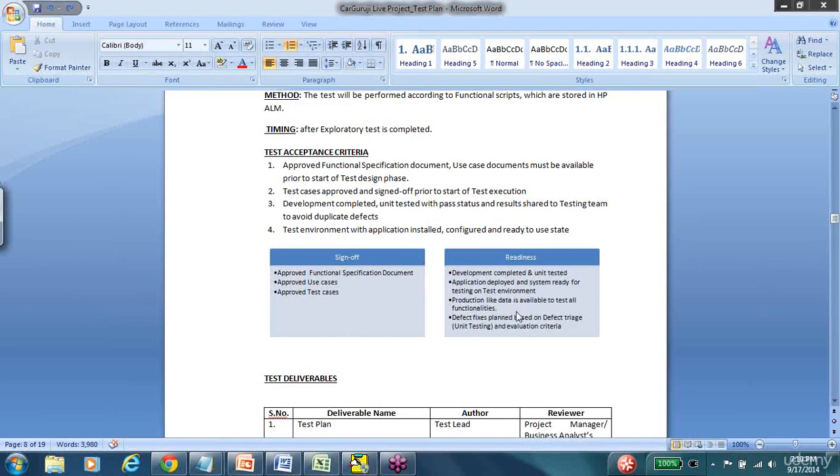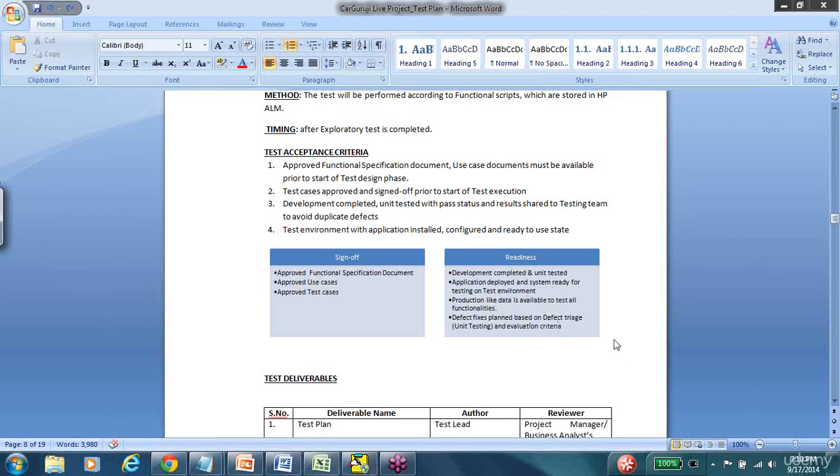So here we have broken them down into the tabular format, the exact same content, so that it makes a better impact. So sign off has to be done on the FRD, use cases and test cases. The readiness in the sense the development should be completed, application should be deployed, data should be available, defect fixes should be planned based on defect triage and evaluation criteria.